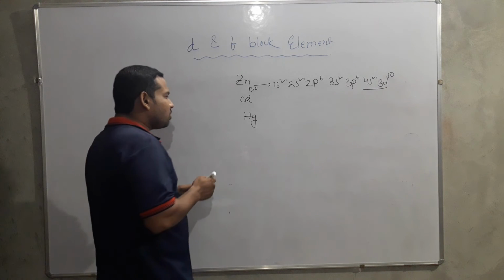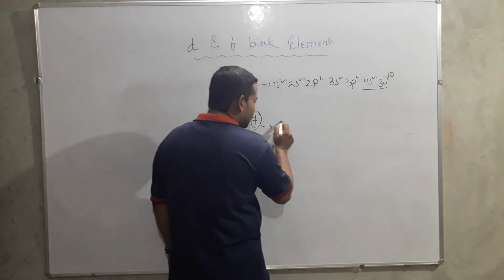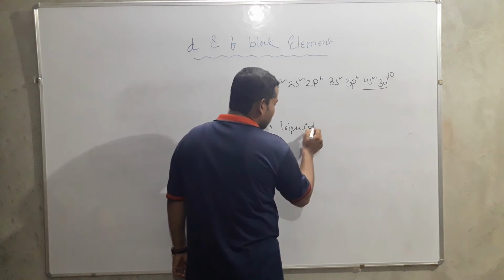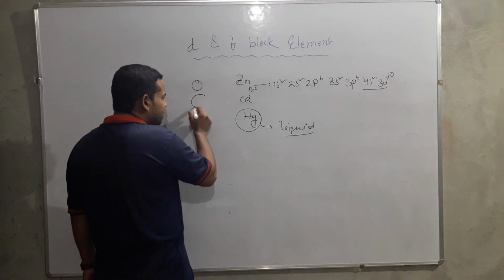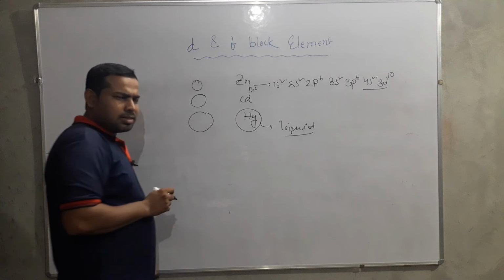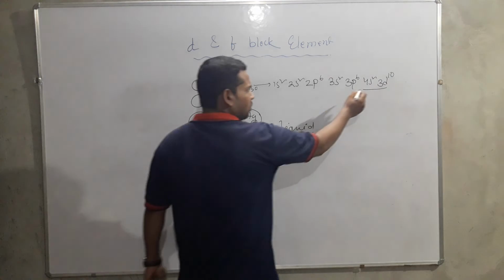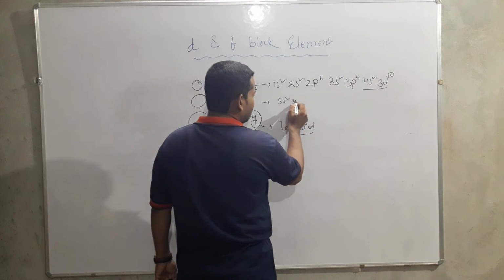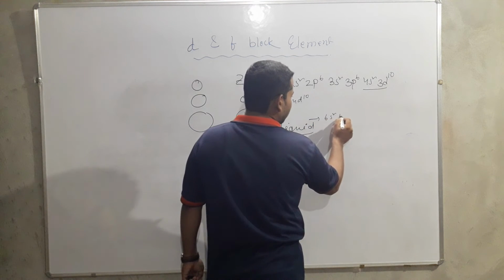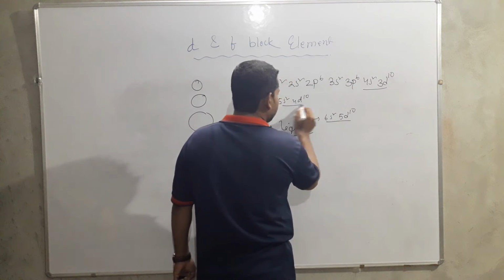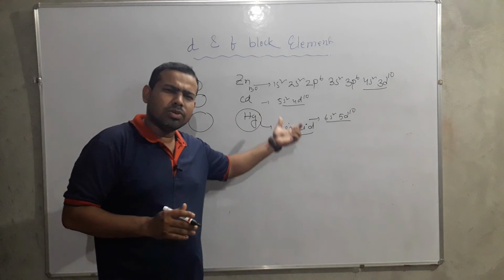But consider mercury. This one is liquid in nature at room temperature. Liquid. Why? We know that from top to bottom size increases. As size increases, van der Waals attraction force also increases. This one contains the stable configuration 4s2 3d10. This one contains 5s2 4d10. This one contains 6s2 5d10. So all the elements have the same configuration. There is no unpaired electron.